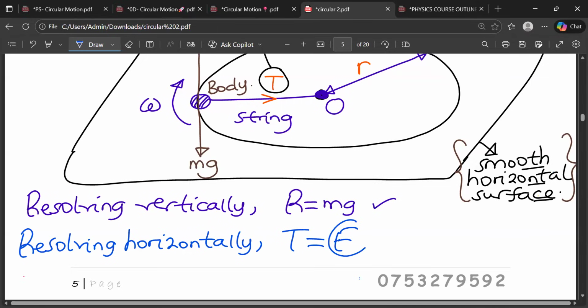And what do I mean here? Centripetal. I told you that already. In this topic, when they write F, even if they don't tell you, have it in mind that it is the centripetal force.